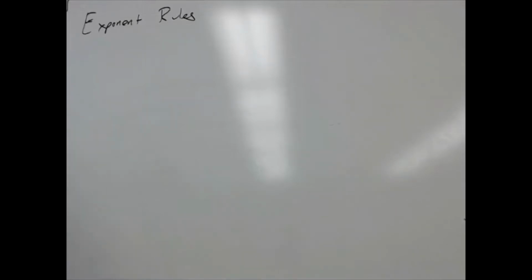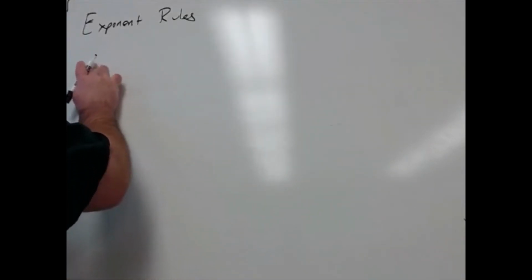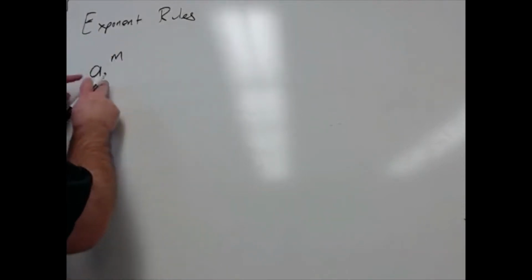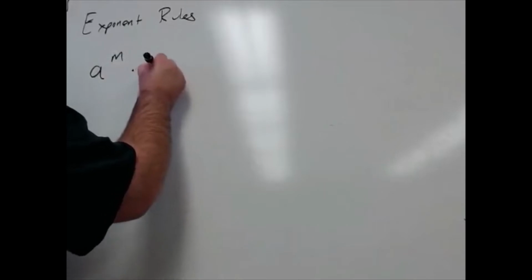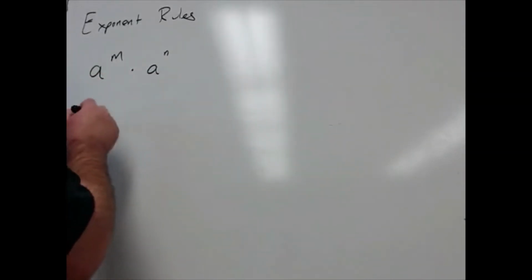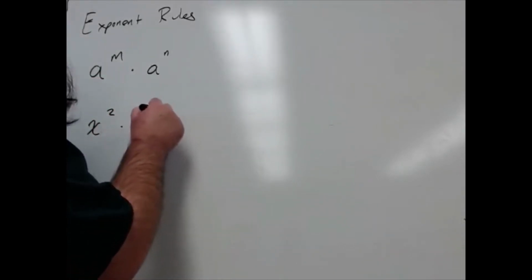So the first rule is when we have two powers multiplied together. It looks something like this: a to the m, the first power, times a to the n. What you'll notice is that the exponents are different, but the bases are the same. An example of this would be, say, if I had x squared times x cubed.